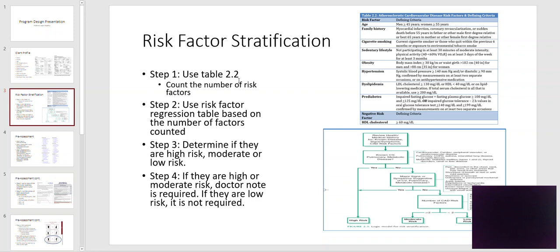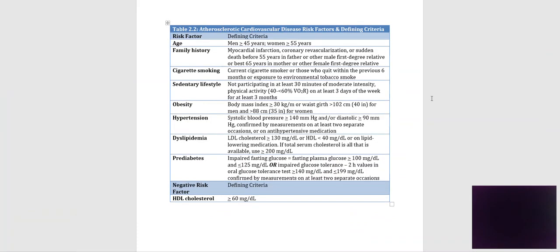Step one, you use Table 2.2 and you count the number of risk factors. Once you have the number of risk factors, then you use the regression table associated with Table 2.2 in order to determine their risk level. Really there are only three categories that they can be placed in: they are high risk, moderate risk, or low risk, and each one has different implications. But let's start with Table 2.2 and how to go about counting the risk factors.